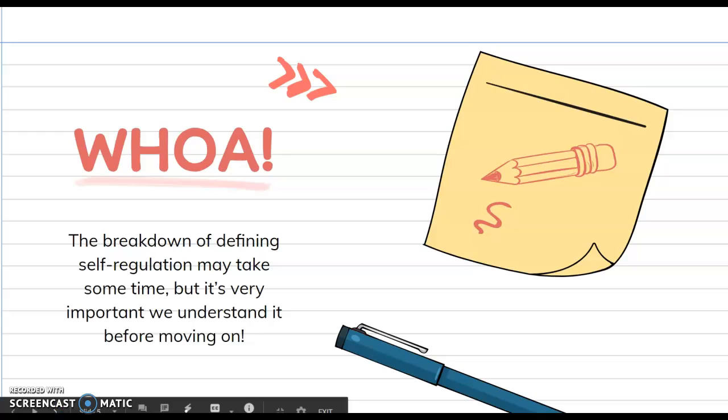So I know that 3 days does sound like a lot. However, this is the largest lesson. And this lesson is very important because it defines self-regulation and defines some of those harder vocabulary words that we're going to run into over the next few weeks. So while it does stretch out quite a bit, it is imperative that we understand what self-regulation is and the different elements and how we can self-regulate before we move on.